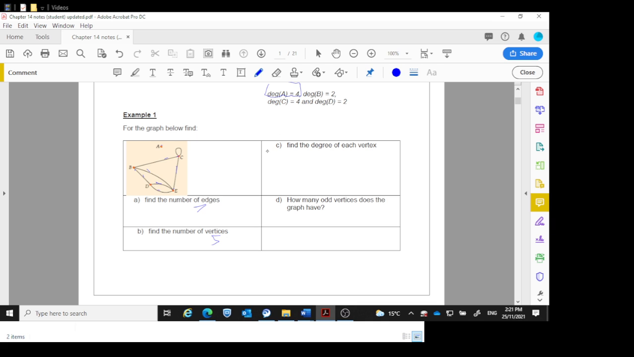The degree of each vertex. The degree of vertex A equals 0, there are no roads connecting it. The degree of vertex B, there are 3 if we count them: 1, 2, 3. The degree of vertex C, now remember we count the loop twice, so we've got 1, 2, 3, 4. The degree of vertex D is 1, 2, 3. And the degree of vertex E equals 1, 2, 3, 4. How many odd vertices does the graph have? Well, the odd numbers are 3, so it has 2 of them, which are B and D, 2 odd degree vertices.